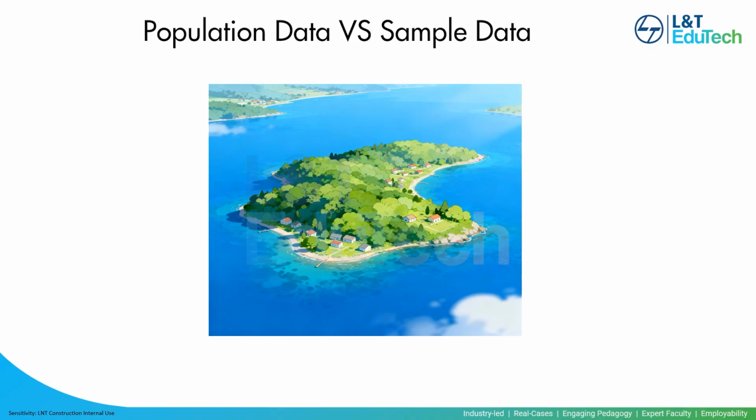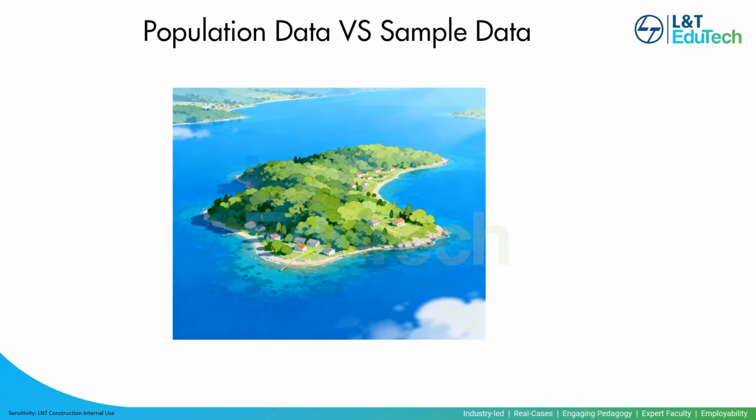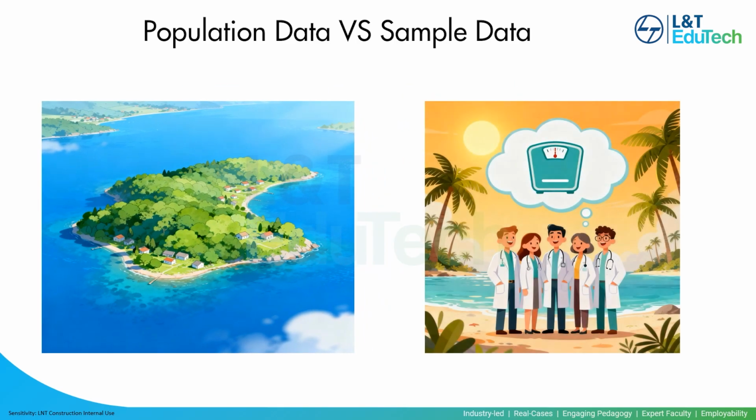Imagine a small island which was far away from the mainland, surrounded by clear blue water and dense forest. It is shown in this image, and a few villages are there. Around 1 lakh people live on this island. Healthcare researchers want to find the average weight of the people living there. All 1 lakh individuals together form a population, right? In other words, the population is the entire group that we want to study or understand.